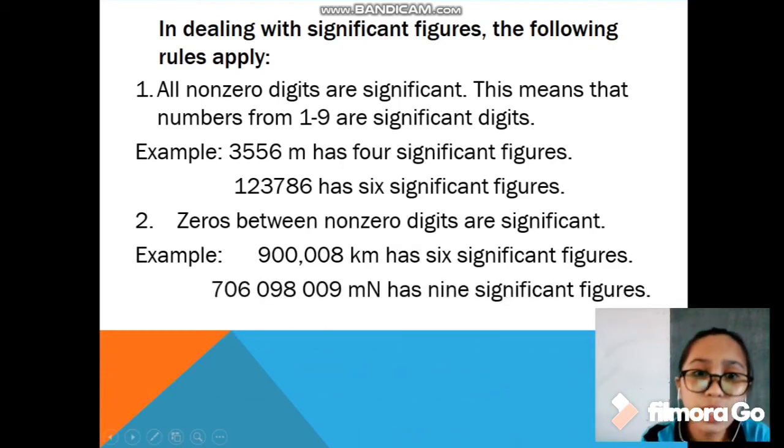Next, all of the zeros are in between the non-zero digits, with 7 and 9 at the terminals. Milli-Newton. So you're going to count all of the digits, not the numbers: 1, 2, 3, 4, 5, 6, 7, 8, 9. So there are 9 significant figures for this rule.